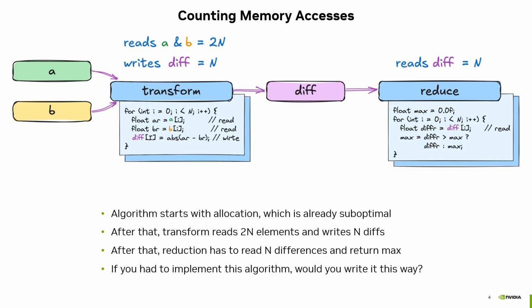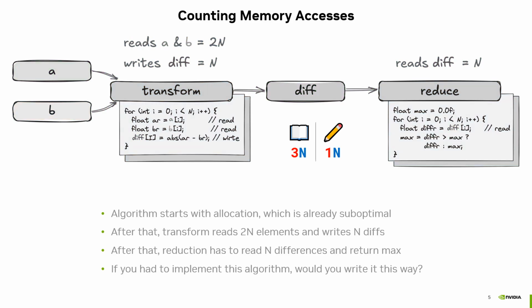The subsequent reduction step can be represented as another for loop. Here it reads one element from the difference array, checks if the newly read value is larger than the current max value, and updates the current max value if it's the case. Overall, this approach leads to 3n reads, where n is the size of the input sequence. It also writes back n elements. The question is, if you had to implement this algorithm with just for loops, would you write it this way?